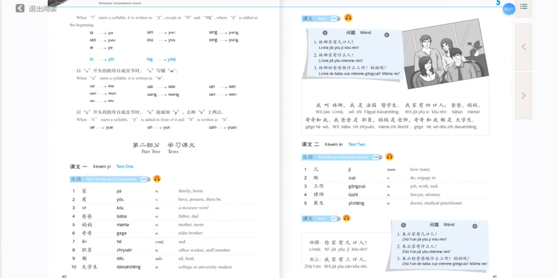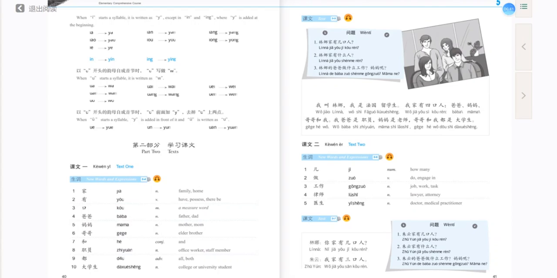几，做，工作，律师，医生。Okay, so the first one, 几, is a numeral, which means how many. This 几 is very useful. It's an interrogative pronoun in Chinese. Later we'll focus on this 几 again. So 几 means how many.